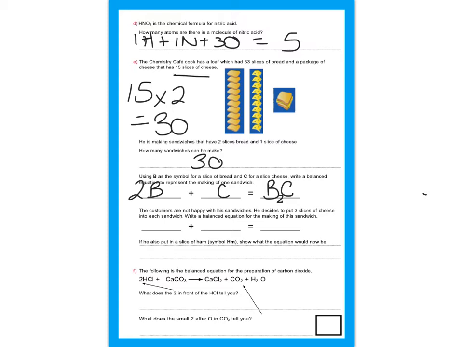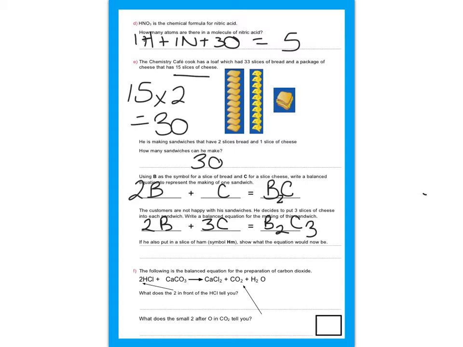The customers aren't happy with the sandwiches and he decides to put 3 slices of cheese into each sandwich. Now we have to write a balanced equation for this. So we go through it and we have still 2 pieces of bread, but this time around we have 3C. So our formula now is B2C3.